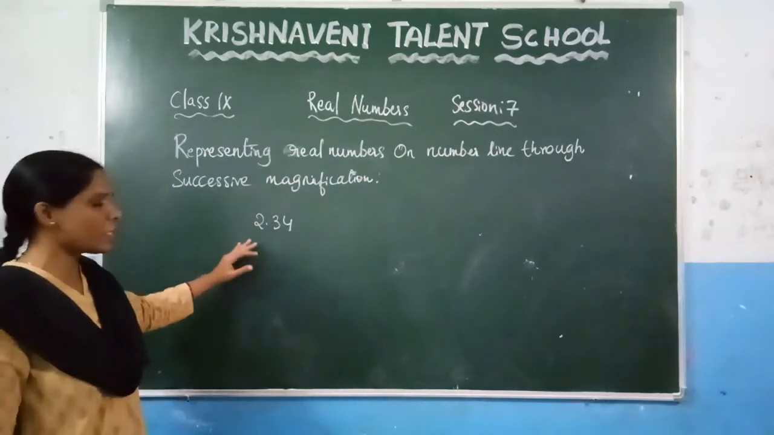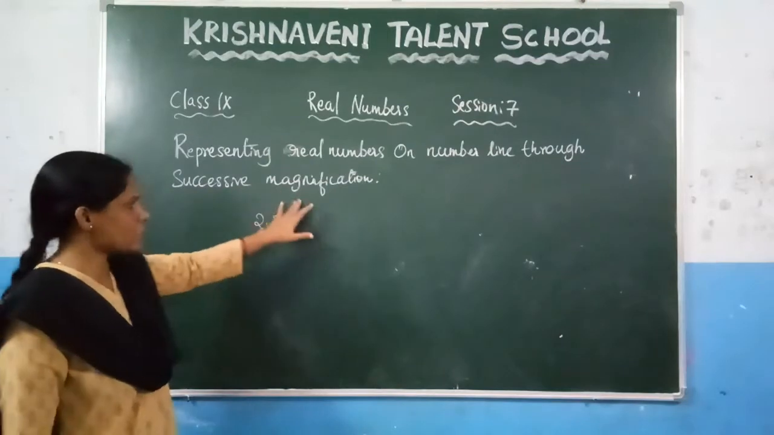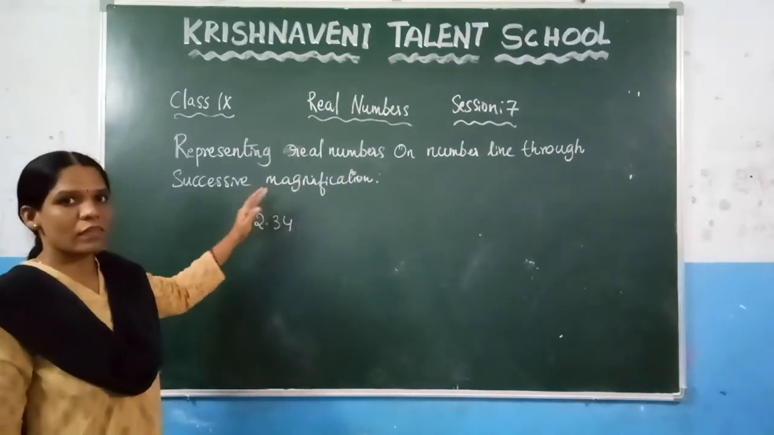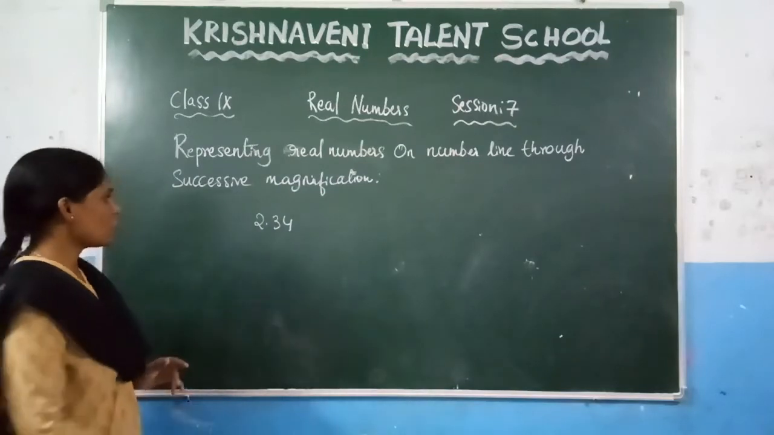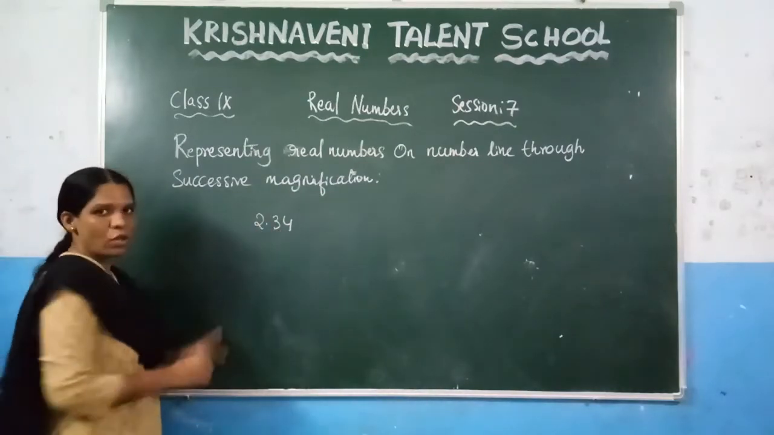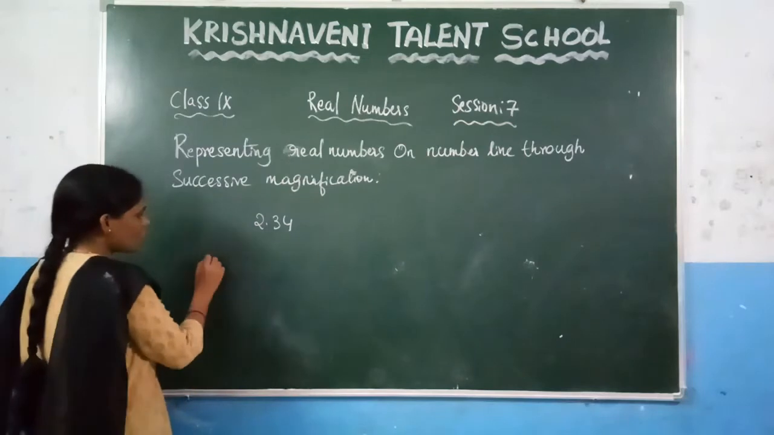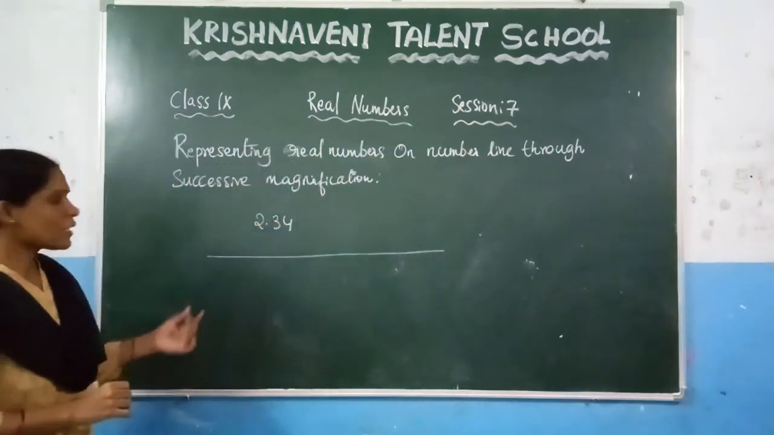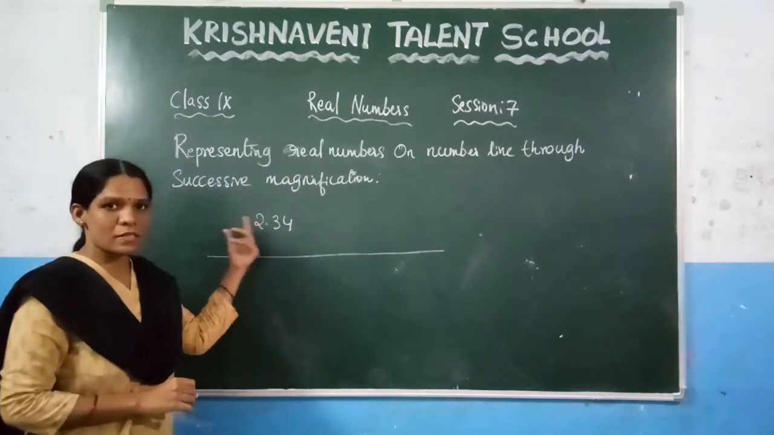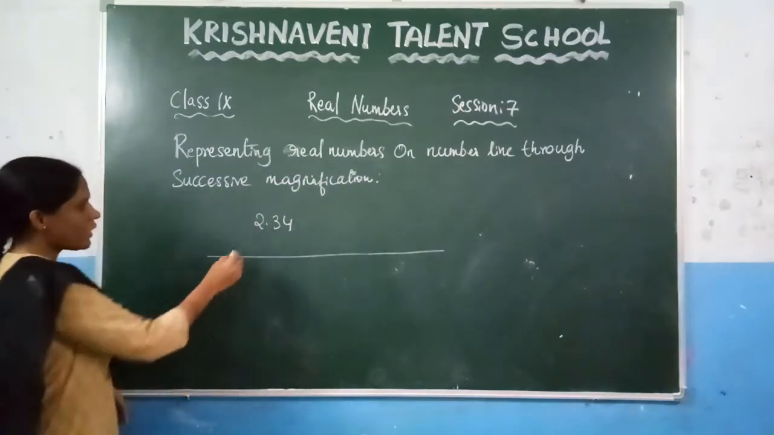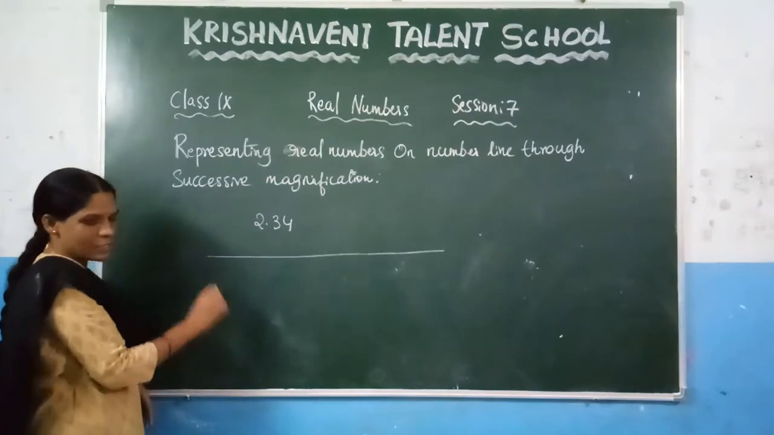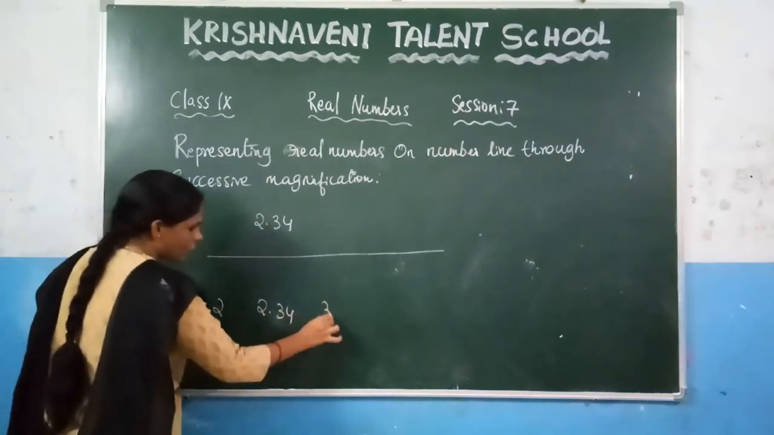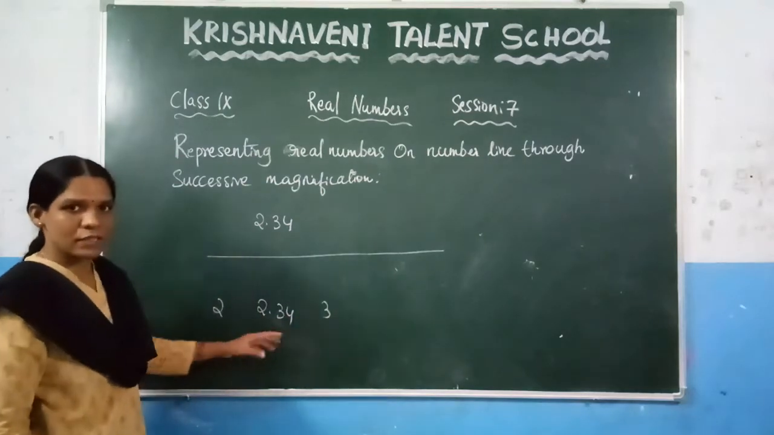This is represented on a number line by using successive magnification. What is meant by successive magnification? We are going to discuss that now. If you want to represent 2.34 on a number line, first you need to draw the number line, and check which numbers this number lies between. Here you can observe that 2.34 lies between 2 and 3.